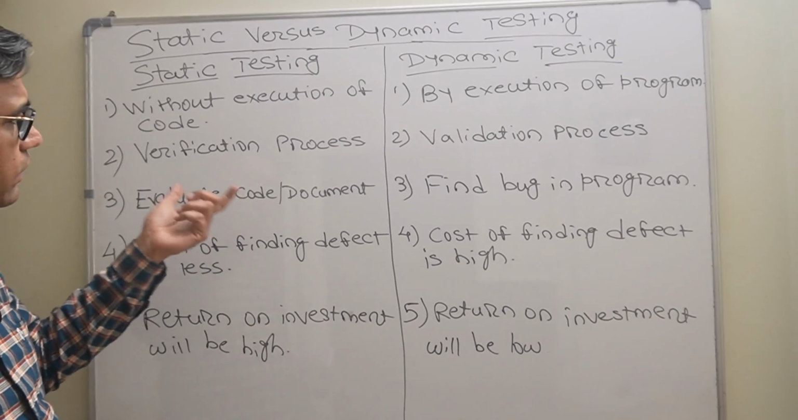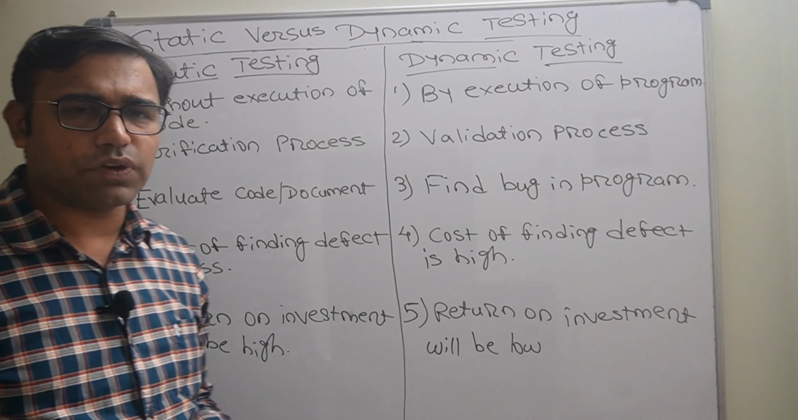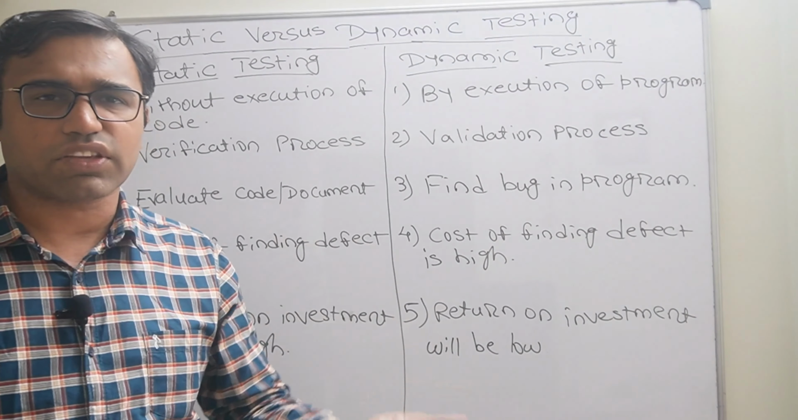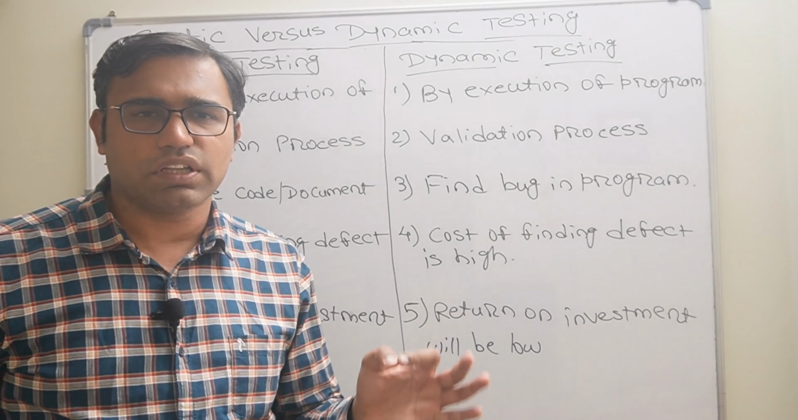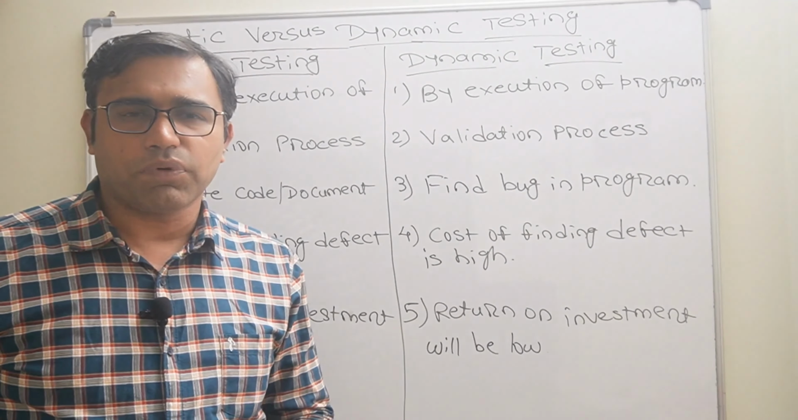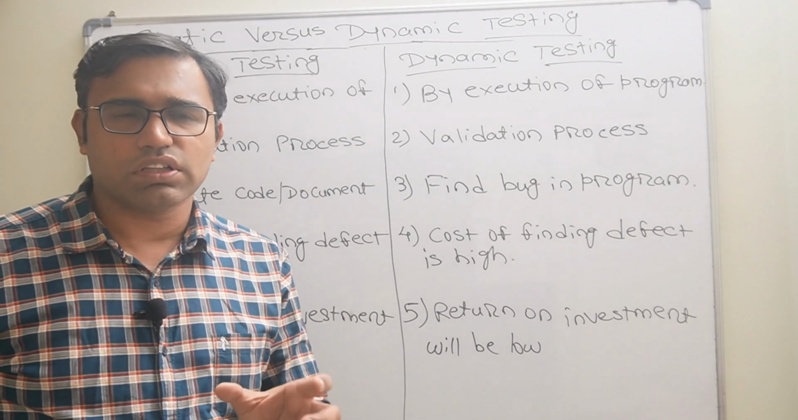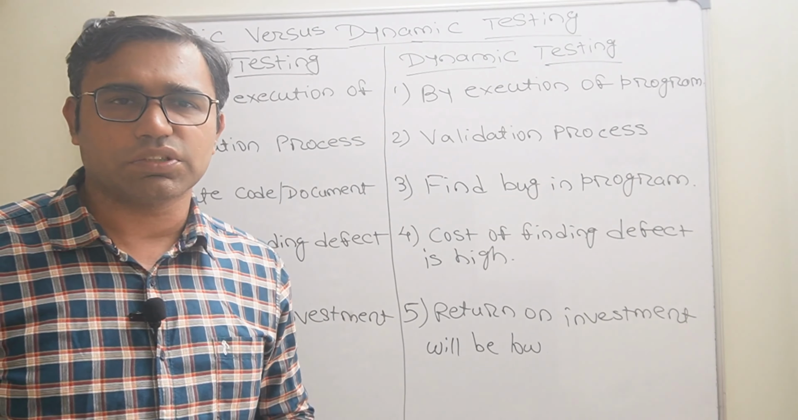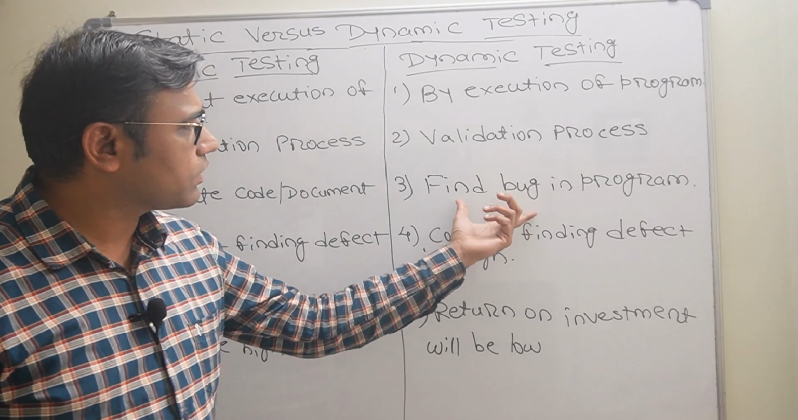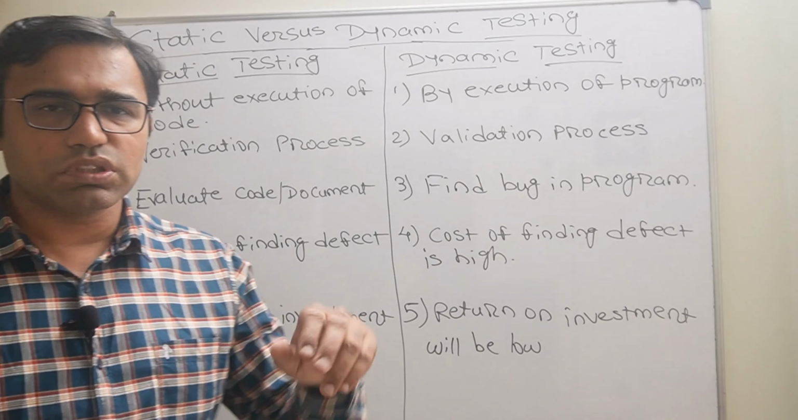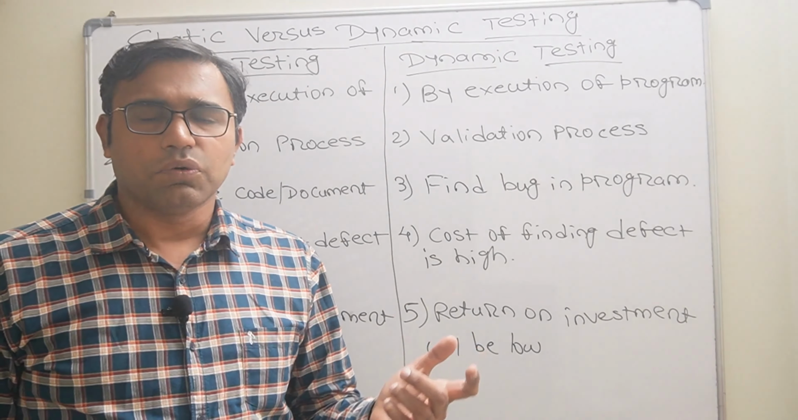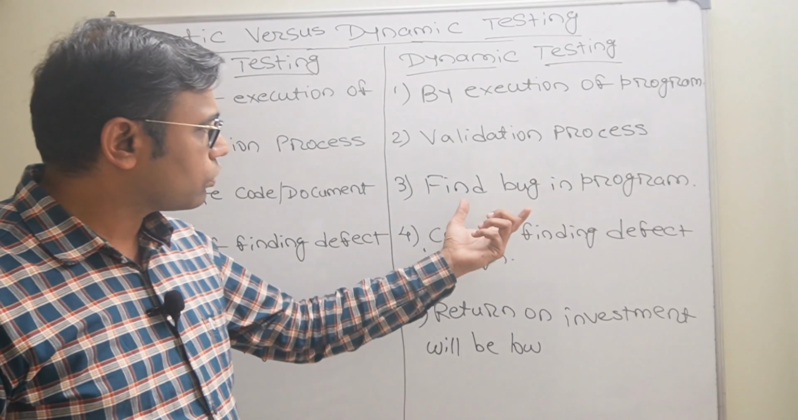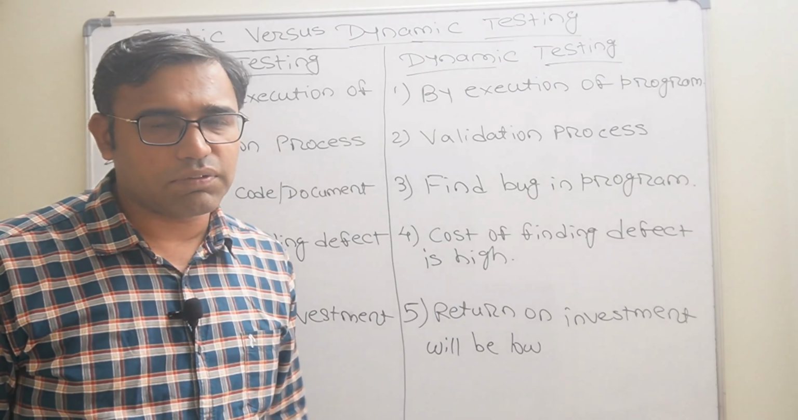In static testing, the code is evaluated whether it is written in proper syntax or not. If you are writing in C language, then whether the program is written in proper C language or not, whether all the syntax is followed or not, semantics is followed or not. But in dynamic testing, bugs are found. Suppose you are dividing a number by 0, or you are trying to open a file which does not exist, so that type of bugs are caught in dynamic testing.